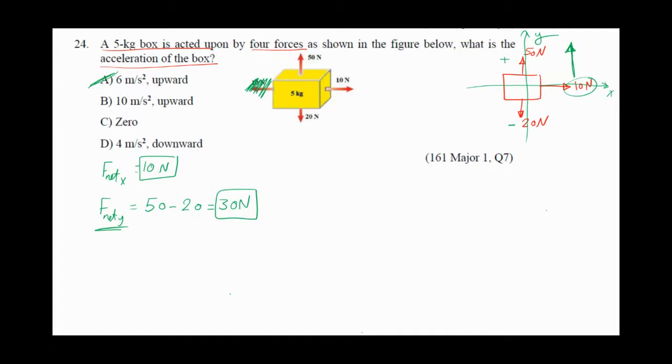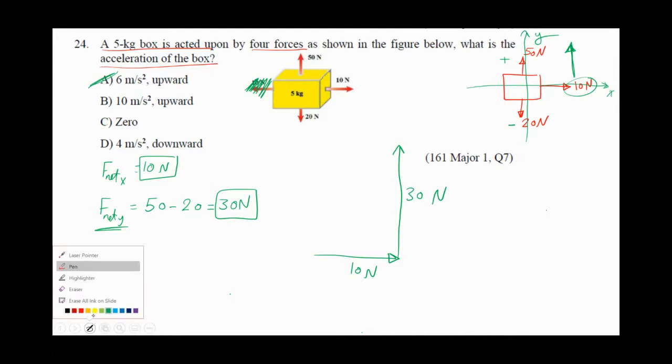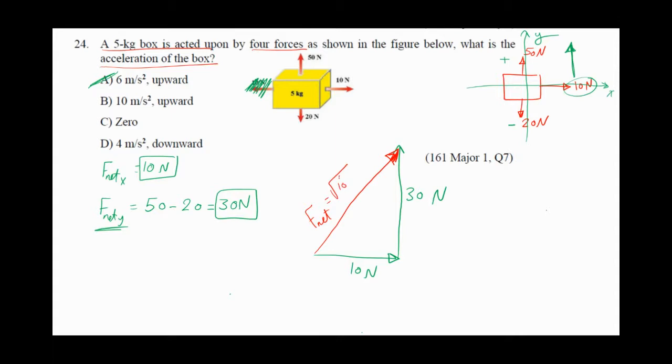So here you have to use, as you said, the Pythagoras rule. So we need to draw a triangle with a horizontal side 10 Newton and vertical side 30 Newton, and the net force will be the hypotenuse of this triangle. So the net force equals the root of 10 squared plus 30 squared, which is almost 31.6 Newton. So this is the net force.